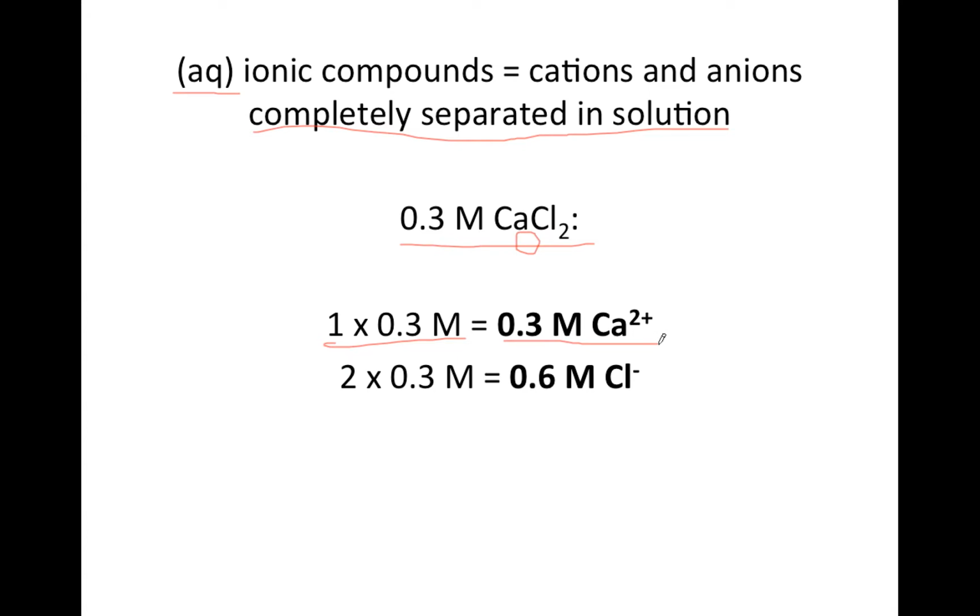And we know that calcium's in column 2 or group 2, so it's a +2 charge. Now for chloride, on the other hand, there's a 2 here. So we are going to multiply the molarity by 2 to get the molarity of the chloride ions, Cl-. You know that because it's column 17. So it's going to be double the molarity of the calcium ions because there's twice as many chlorides as calciums in the formula.